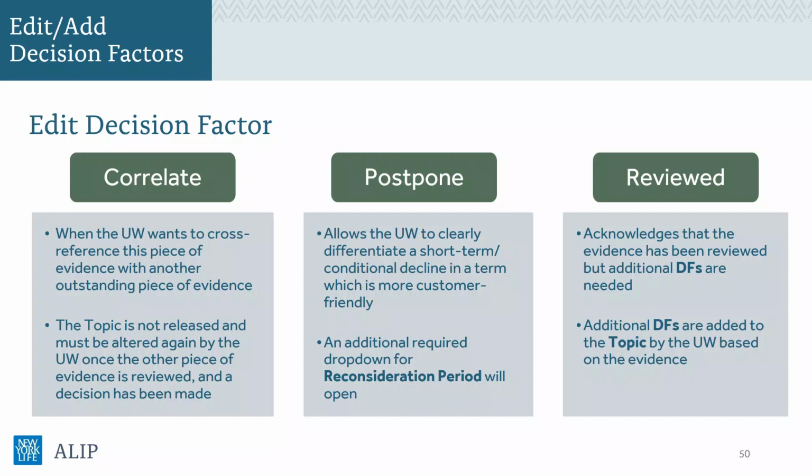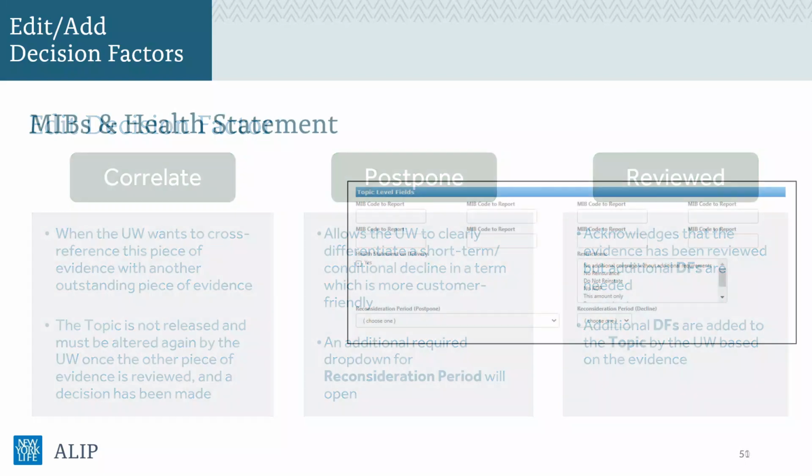Finally, let's discuss reviewed. Reviewed acknowledges that the evidence has been reviewed, but additional decision factors are needed. Additional decision factors are added to the topic by the underwriter based on the evidence. For example, for an APS with a history of diabetes and cancer, the underwriter marks the placeholder decision factor as reviewed and adds 2 additional decision factors, one to rate the diabetes and one to rate the cancer.